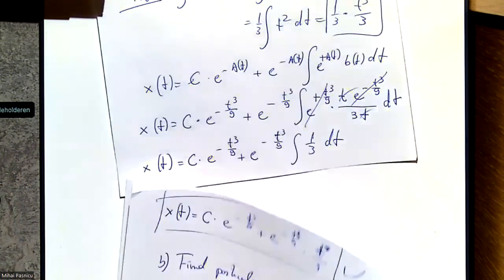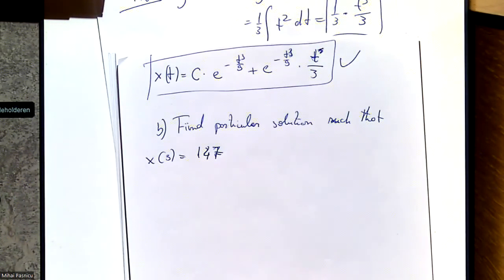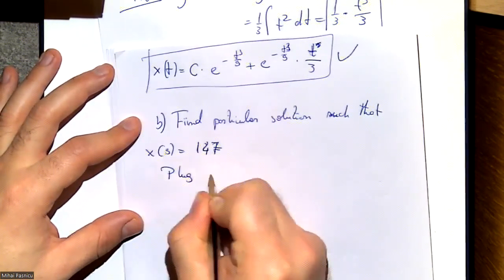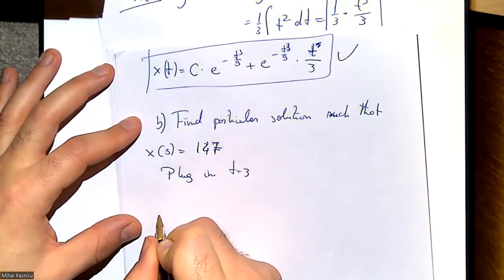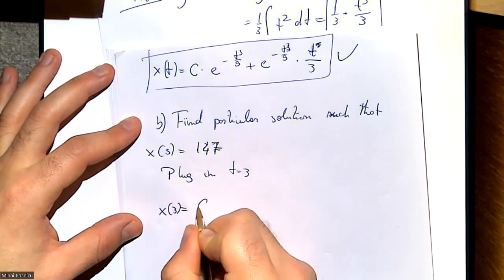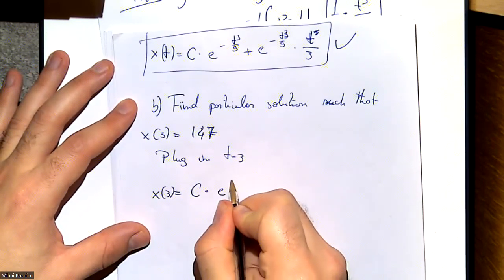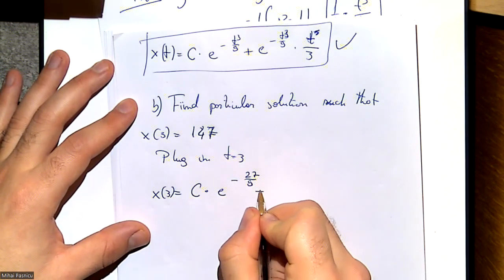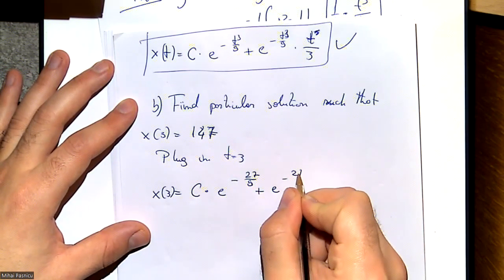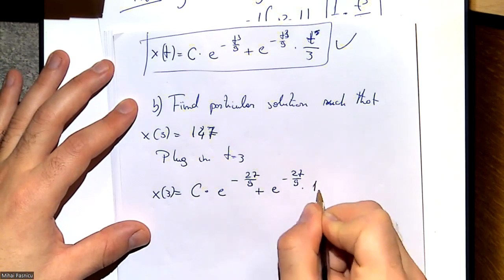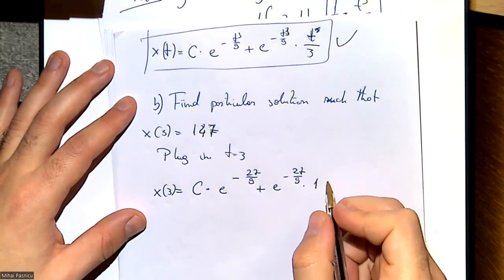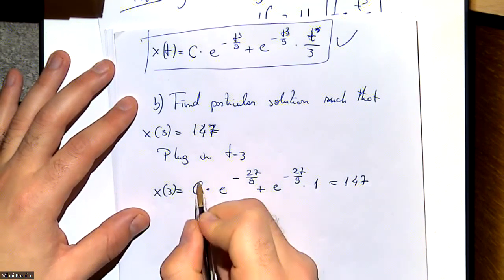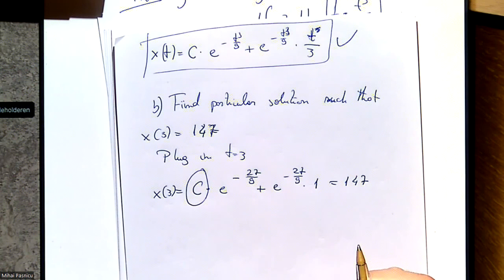Okay, what do we do now? We take our general solution from above, plug in t equals 3, and you get x(3) is equal to a constant e^(-27/9) plus e^(-27/9) times 1, which has to be equal to 147. Remember, the constant is what they're asking me to compute.